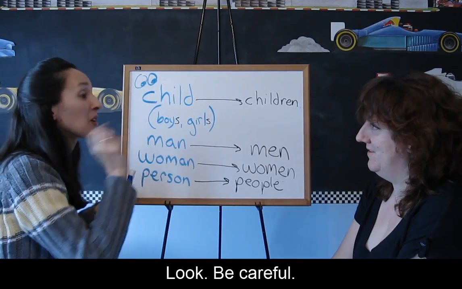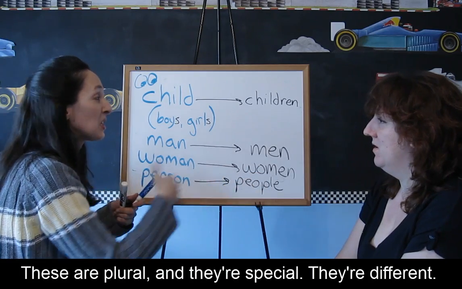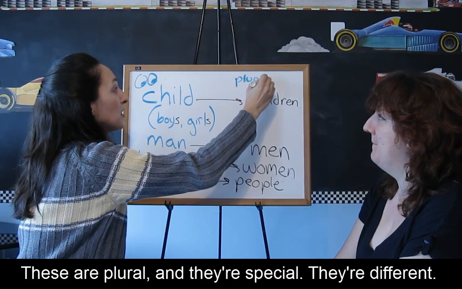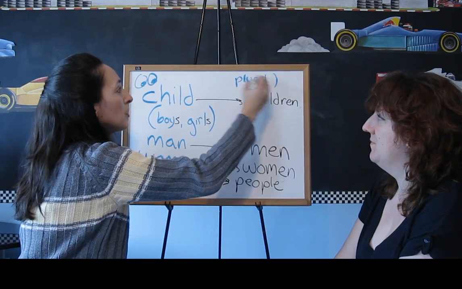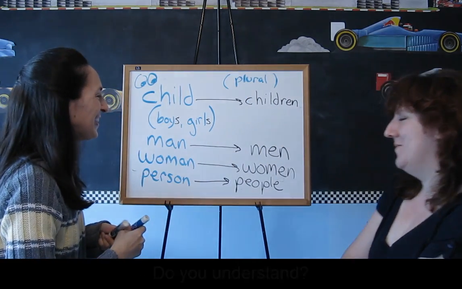So these ones are special. Be careful. Children, men, women, people. These are plural, and they're special. They're different. Do you understand? Yes. Let's review.